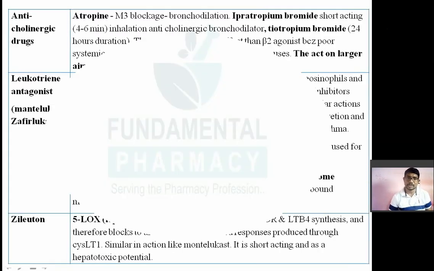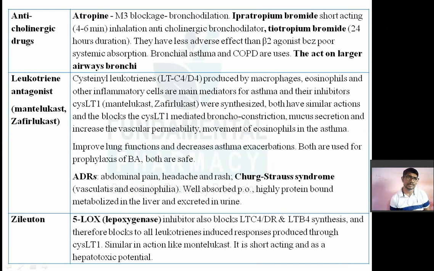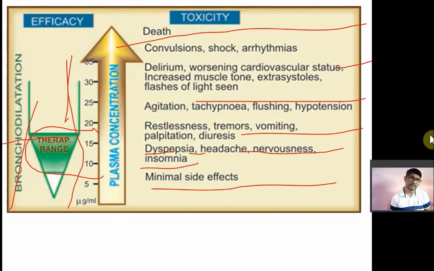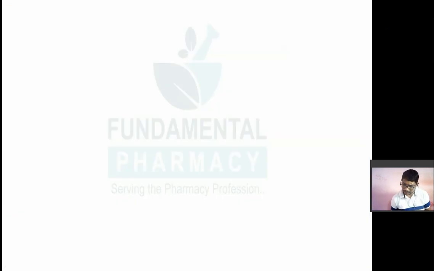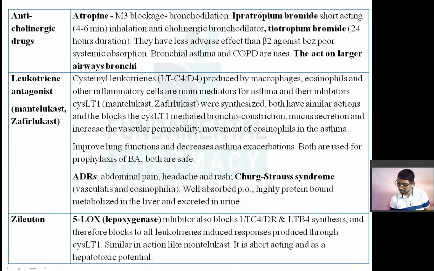Now the next class is the anticholinergic drugs. You know that muscarinic M3 receptors are present in the bronchi and are responsible for bronchoconstriction. Anticholinergics are therefore used: atropine and its congeners. Atropine will block the muscarinic receptor and cause bronchodilation.